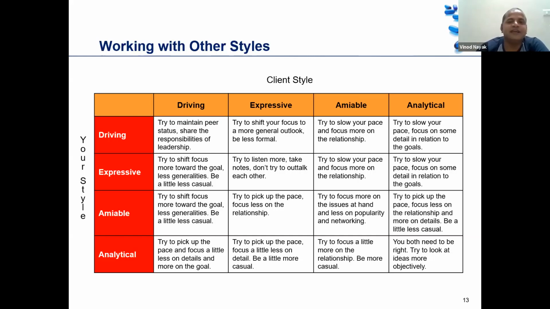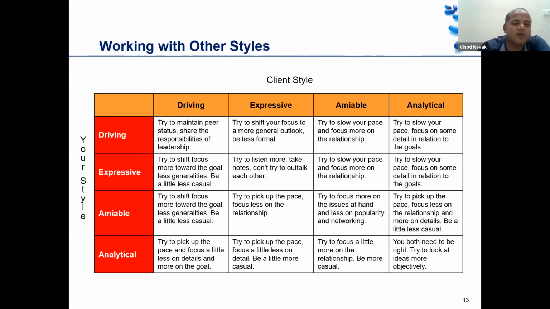If the person is amiable, then the way we need to communicate is to become slower if we are expressive, and focus on the relationship rather than telling stories. If the person is analytical, we need to be documentative also, because then our communication has to change accordingly.